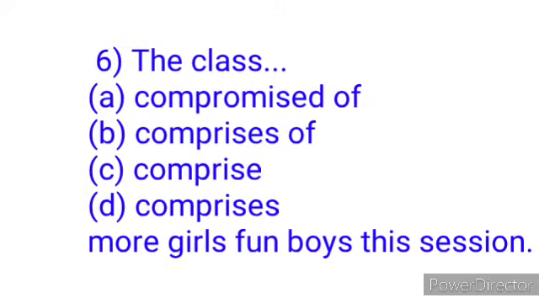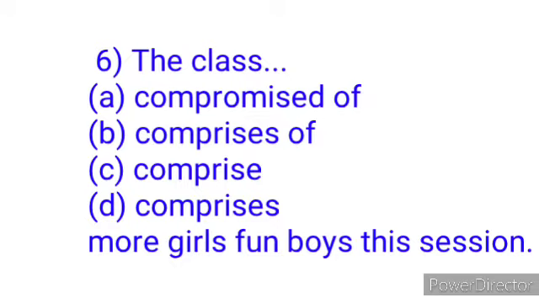Question 6. The class comprised of option A, comprises of option B, comprise option C, and comprises option D, more girls than boys this session. In this question, the examiner simply wants to find out if you are aware that the word "of" does not come after the word comprise, like most of us speak in our everyday conversations here in Nigeria. It is wrong for you to have "of" after the word comprise or comprises.